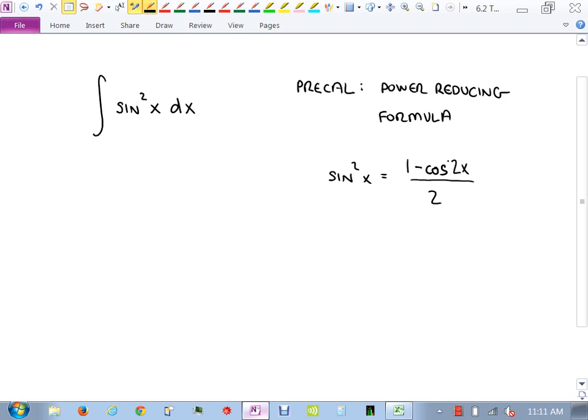Look at what this formula does. It takes a sine squared and reduces the power down to a single power. But now it's cosine, and instead of x, it's 2x. Now, we normally won't work with it like that. We'll split this into 2 fractions. You all agree? Just put the 1 over 2, and then the negative 1 in front of the cosine over 2. This is the one that we prefer to work with.